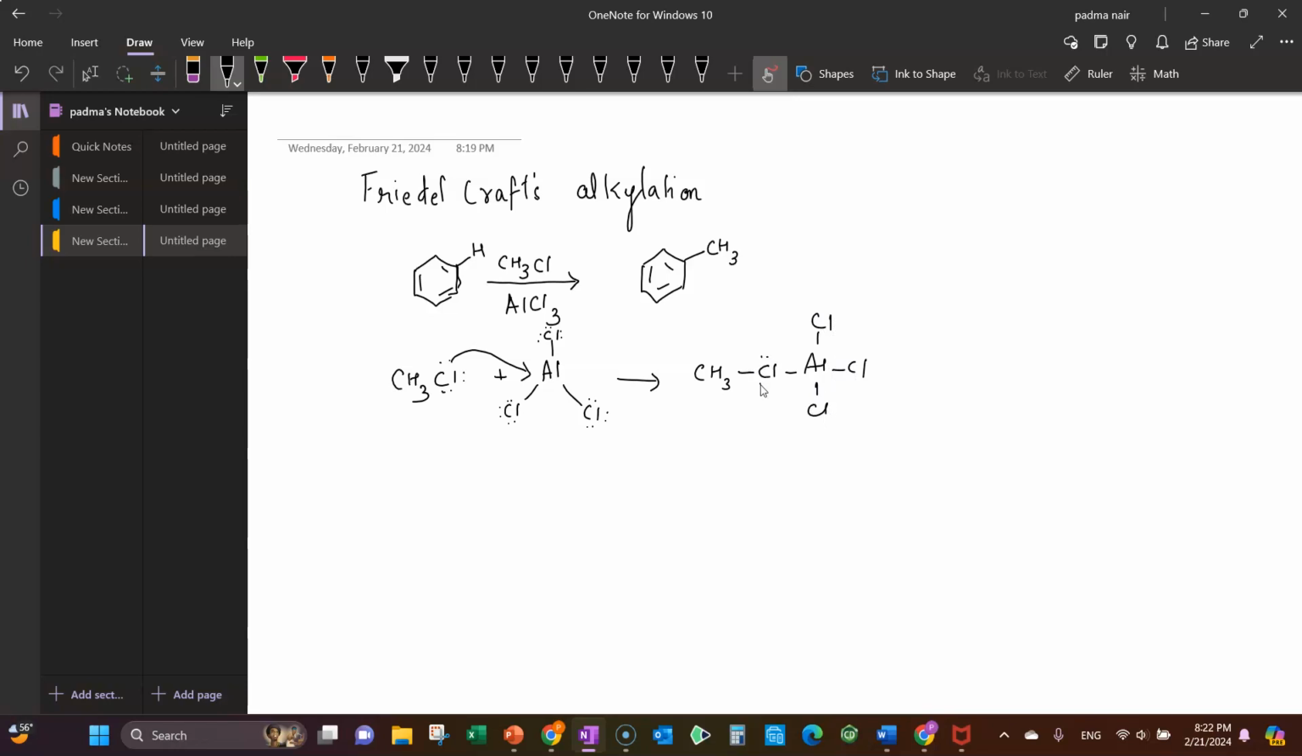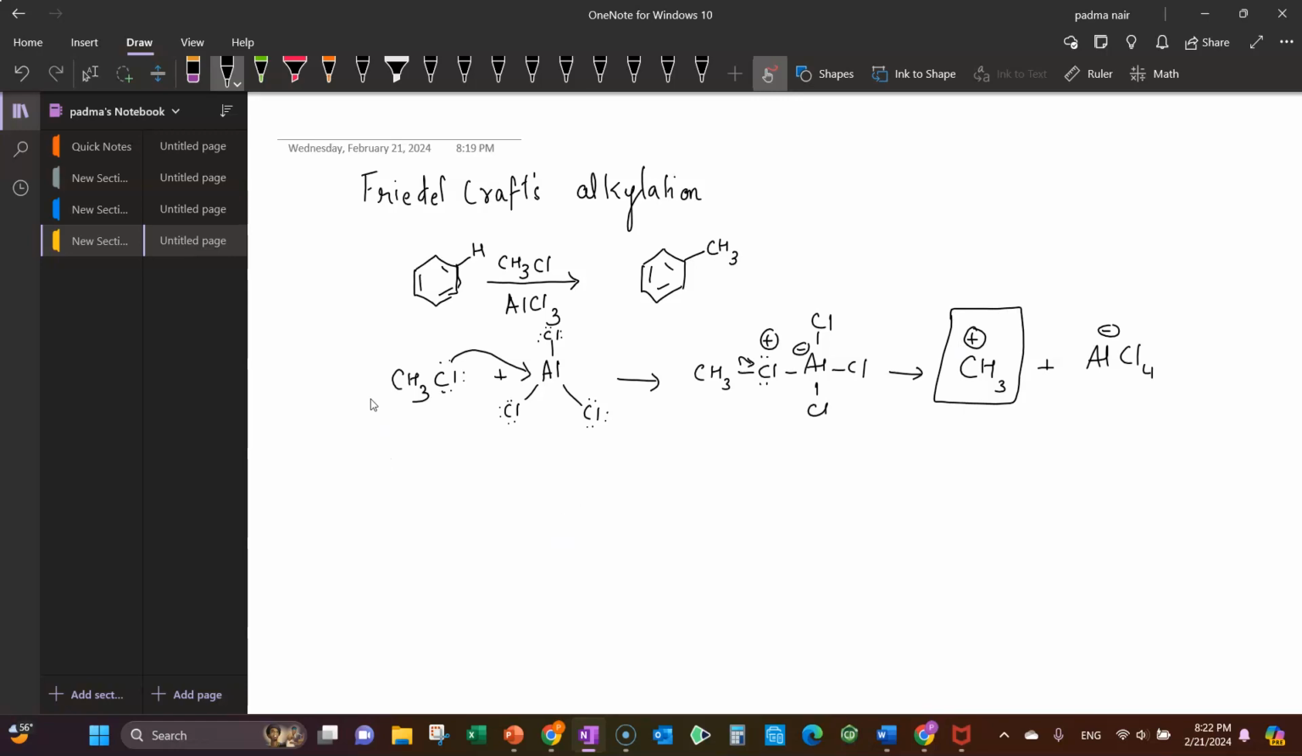However, chlorine is now positively charged because it has used up its pair of electrons to form a bond with aluminum. Chlorine is an electronegative element and does not like to keep the positive charge, so it has a high tendency to pull the electrons from this bond, which gives me the electrophile. It's actually a carbocation, the methyl carbocation, and the side product is AlCl4 minus. So here is my electrophile in the Friedel-Crafts alkylation reaction.